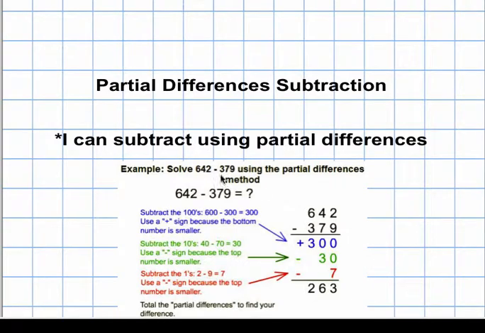Hi guys, today we're talking about partial differences subtraction. This is a method of subtraction that you're going to learn, and your learning objective for today is just that. I can subtract using partial differences. Down below I have an example of it.